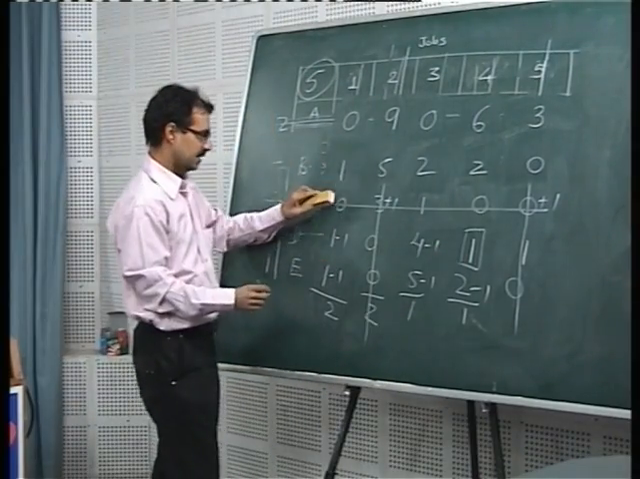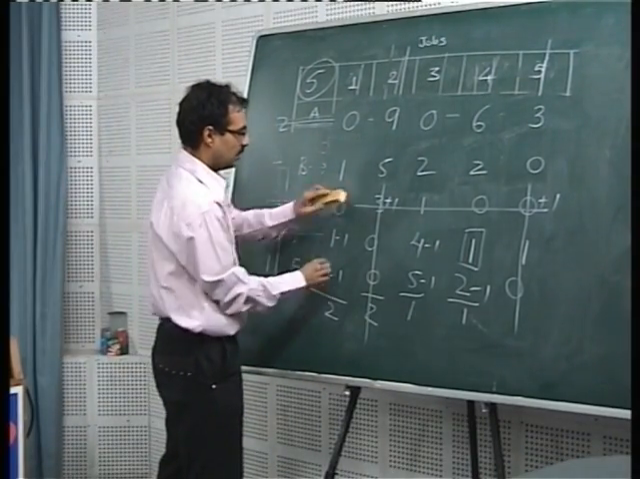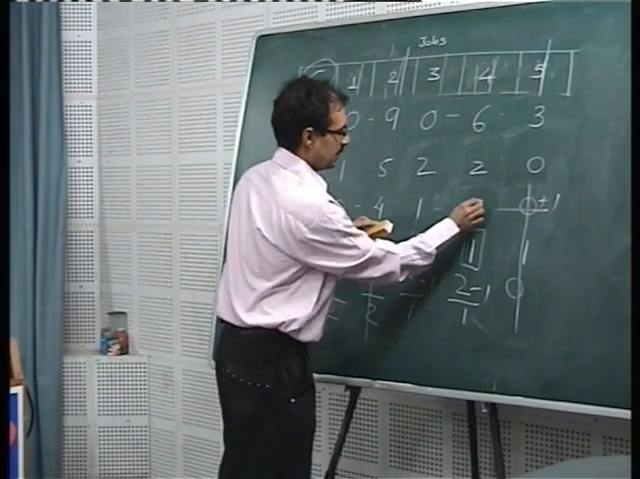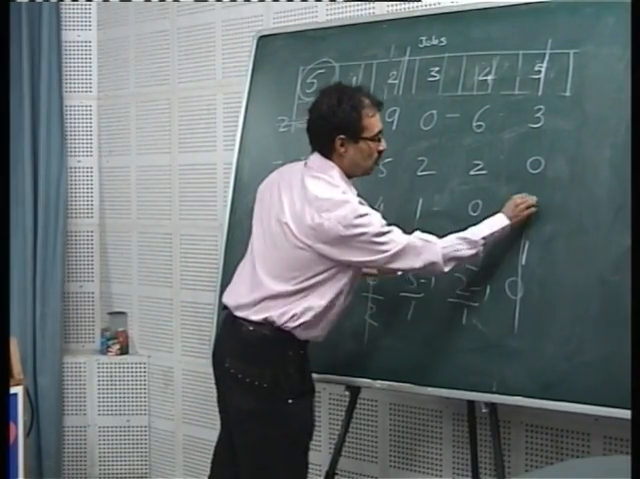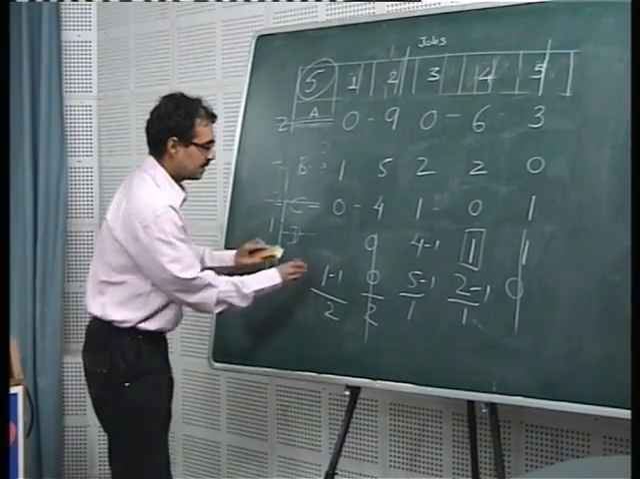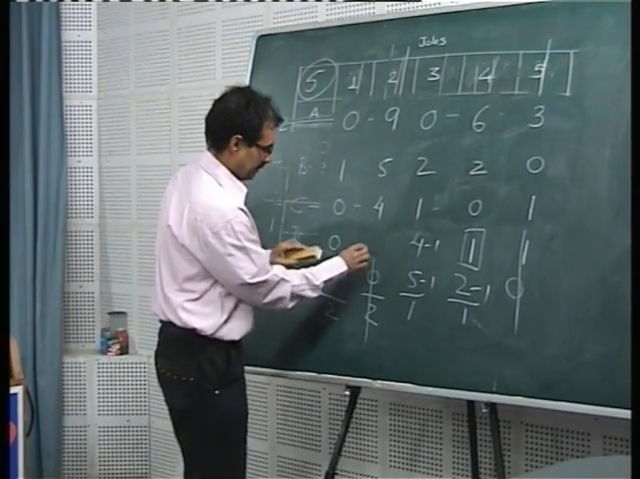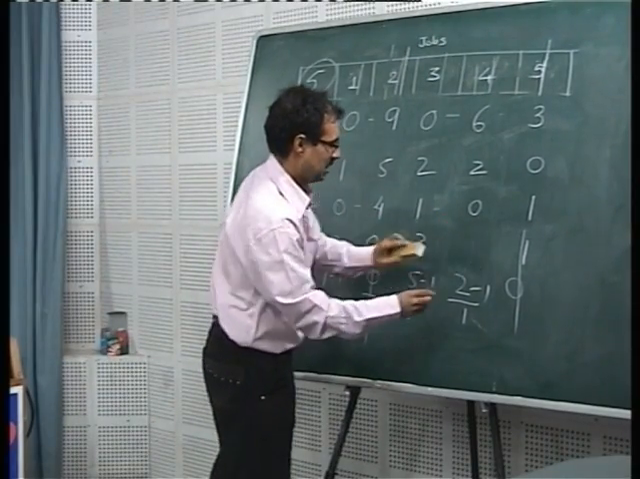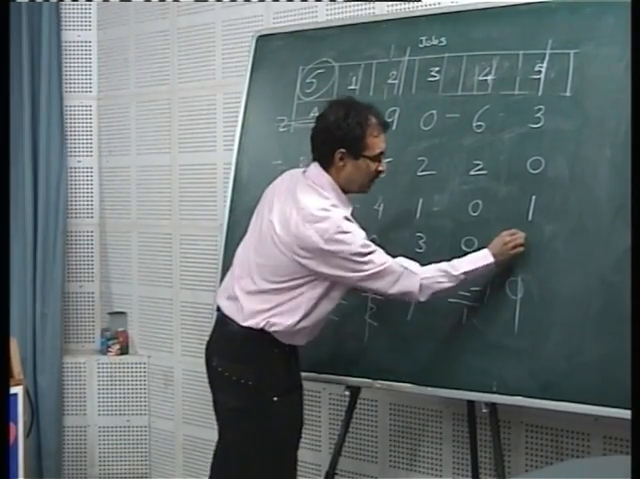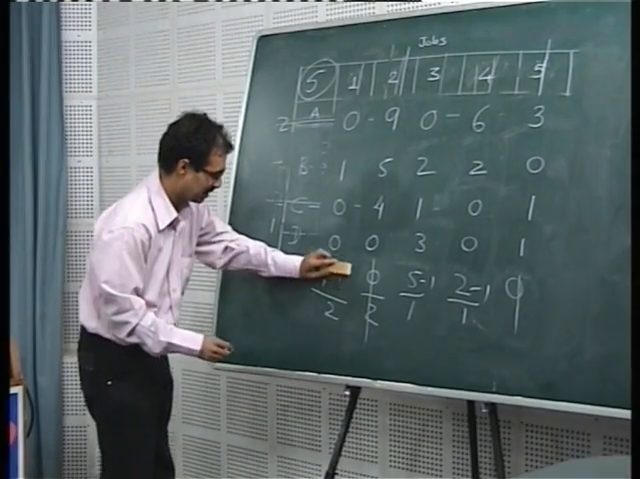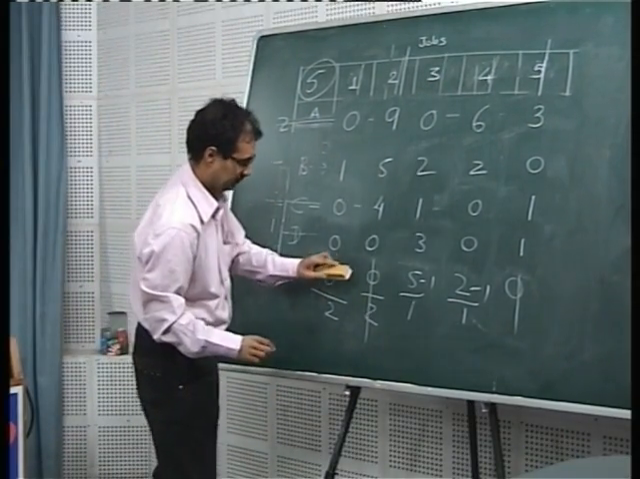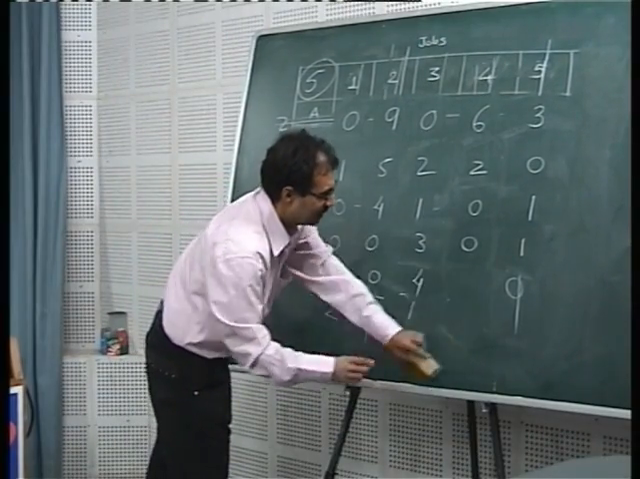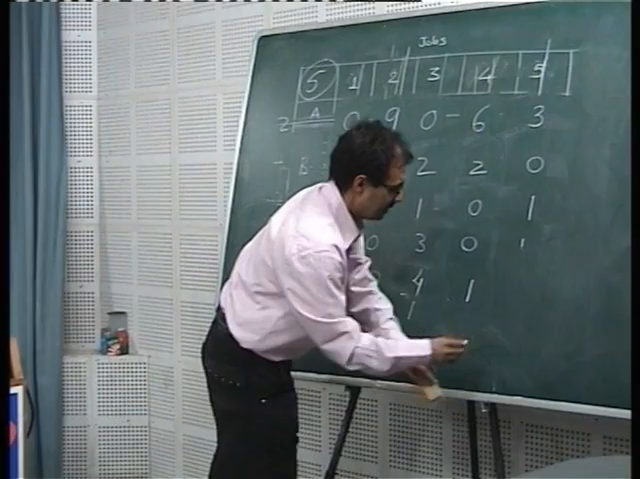The third row is 0, 4, 1, 0, 1. This is 0, 0, 4 minus 1 is 3, this 1 minus 1 is 0, and this 1 is unchanged. And finally the last row: 1 minus 1 is 0, 0, this is unchanged, 5 minus 1 is 4, 2 minus 1 is 1, and 0 as it is.